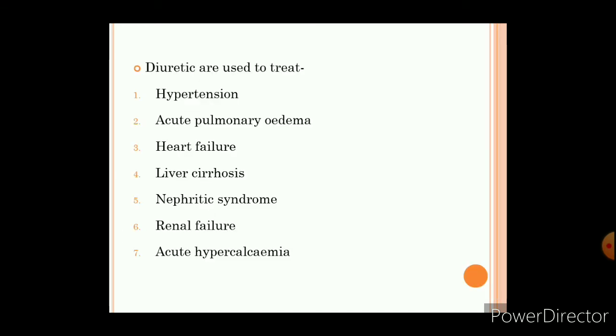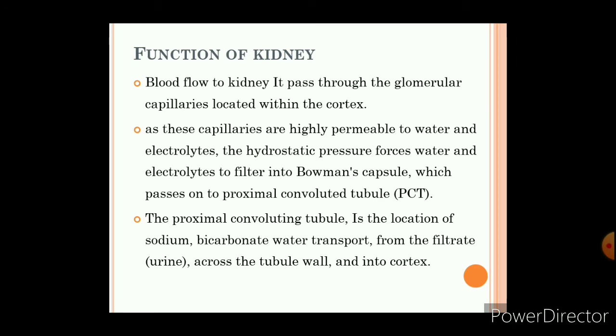Okay. Diuretics are used to treat hypertension, acute pulmonary edema, heart failure, liver cirrhosis, nephrotic syndrome, renal failure and acute hypercalcemia. Okay. These are the uses of diuretics. Next is the function of the kidney.